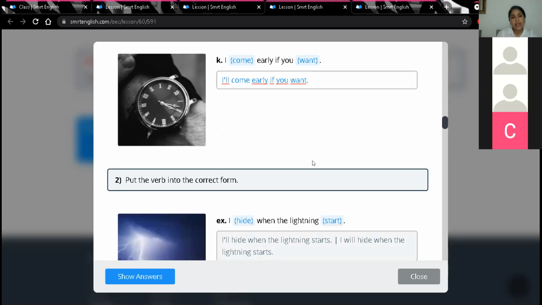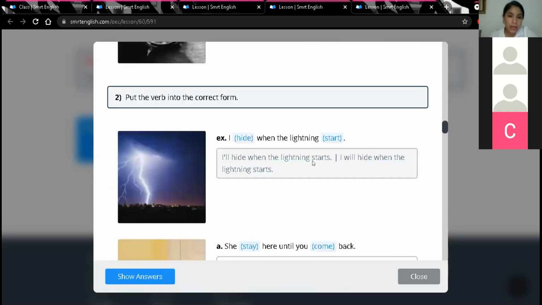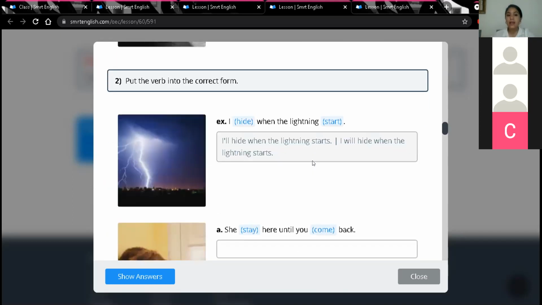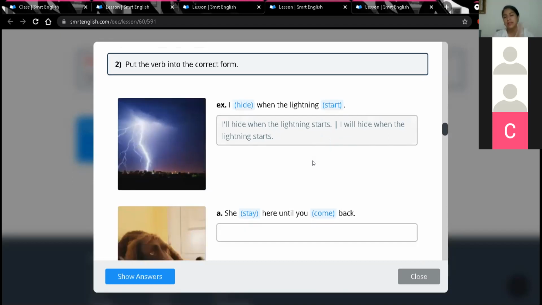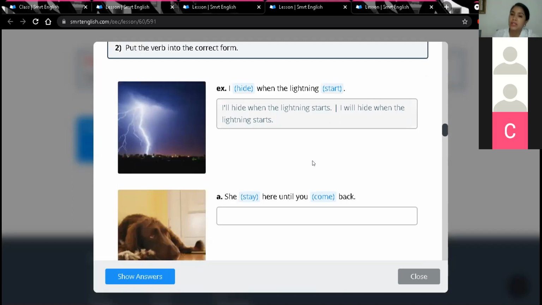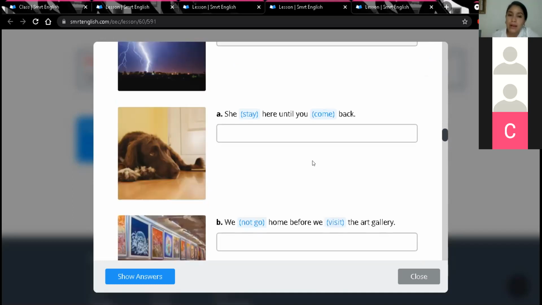Number 2 says, put the verb into the correct form. I'll hide when the lightning starts. I will hide when the lightning starts. It's okay. It's showing you the different ways, the complete one with will and the contracted one with 'll. Okay, Alberto, letter A.